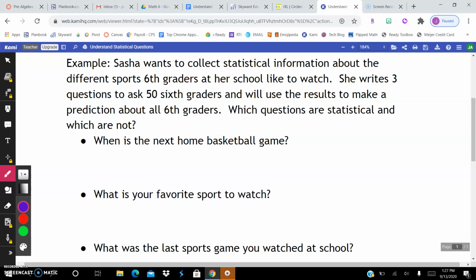So the first question she wrote says, when is the next home basketball game? If she asks me that question and she asks you that question, will she get a different answer? No, she will not. So no, this is not a statistical question because no matter who she asks, the answer will be the same.